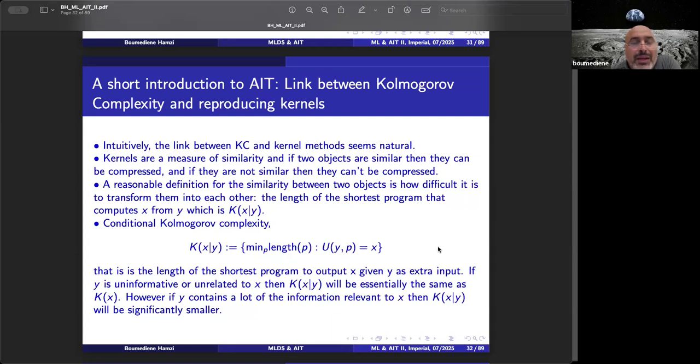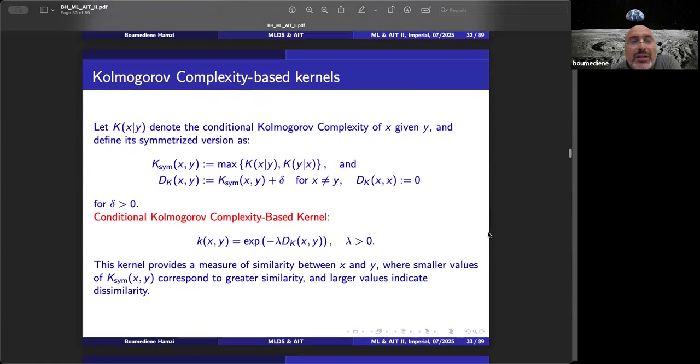In a way, if y is uninformative or unrelated to x, then K(x given y) would be essentially the same as K(x). So these objects are not similar to each other. If y contains a lot of information relevant to x, then K(x given y) will be significantly smaller, and so x and y will be similar to each other. And so this led to introducing this Kolmogorov complexity-based kernel.